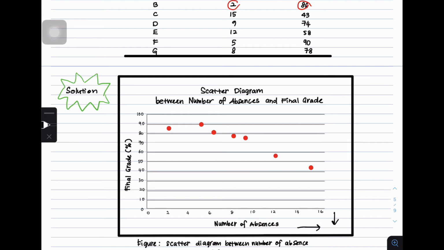We can see that this one is a negative relationship because awak dapat dia punya garis macam ni. Tapi ini bukan garis lurus, so it's not a perfect negative relationship. So now we want to measure how strong, the kekuatan negative relationship ni. So macam mana kita nak measure kekuatan negative relationship?